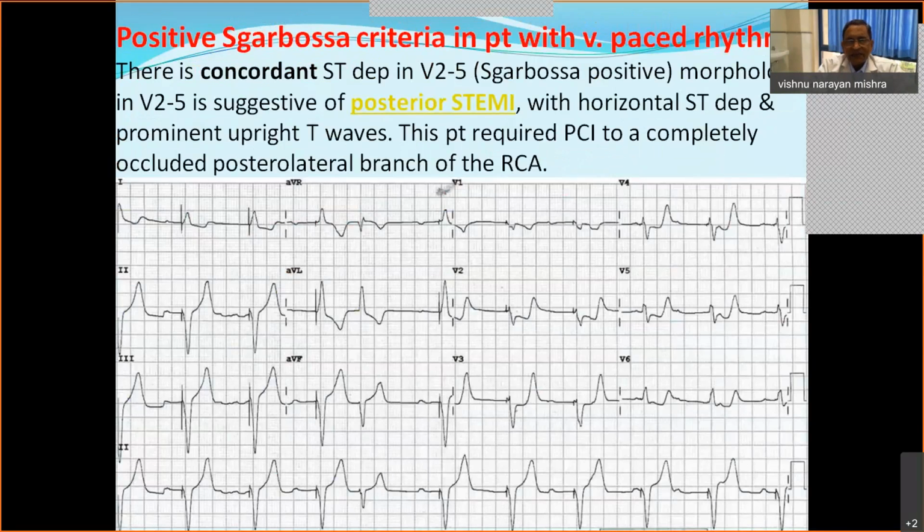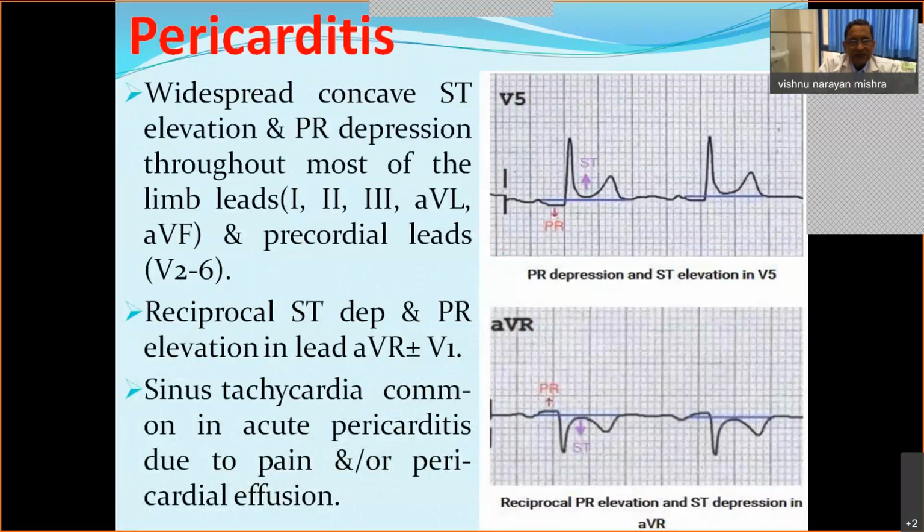This is yet another positive Barbosa criteria in a patient with ventricular paced rhythm. Because I have limited time, I will not be able to tell you each and everything in detail. But in this ECG, you find this is a paced rhythm, and here the Barbosa criteria is being fulfilled. And how it is being fulfilled has been shown in this ECG. Now coming to second, pericarditis.